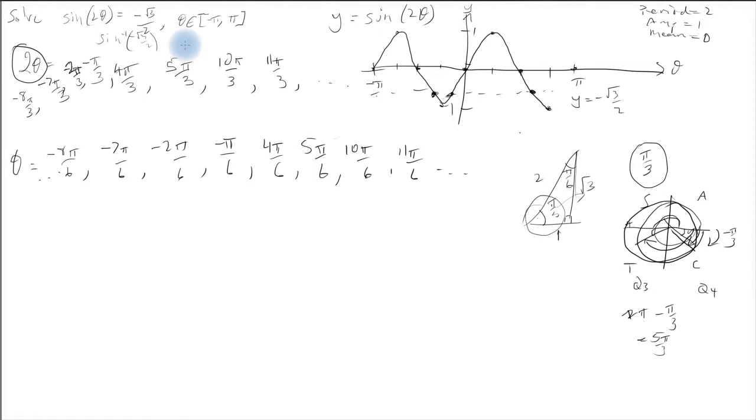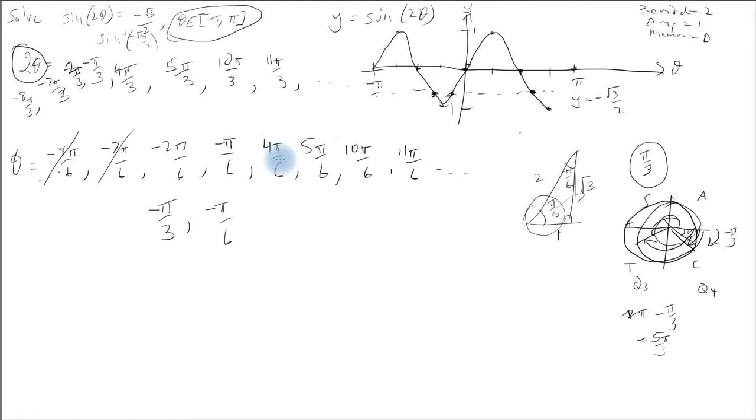Now we look at our domain. We know that we're only interested in ones that are larger than or equal to negative pi, or smaller than or equal to pi. So, first off, this one, negative 8 pi on 6, that is smaller than negative pi, so not that one. Similar with negative 7 pi on 6, so we're not going to use that one. But negative 2 pi on 6, which of course is the same as negative pi on 3, that is within our domain. Negative pi on 6 is also in our domain.